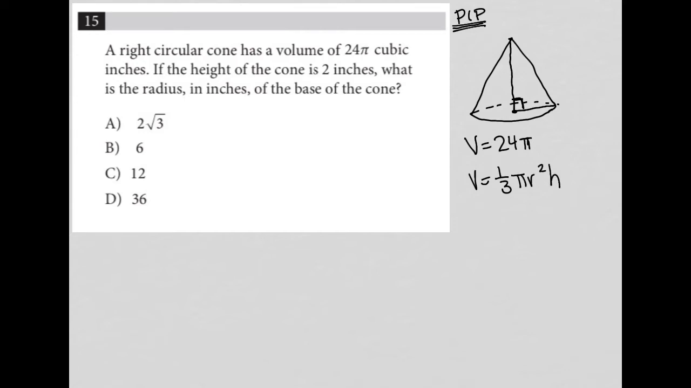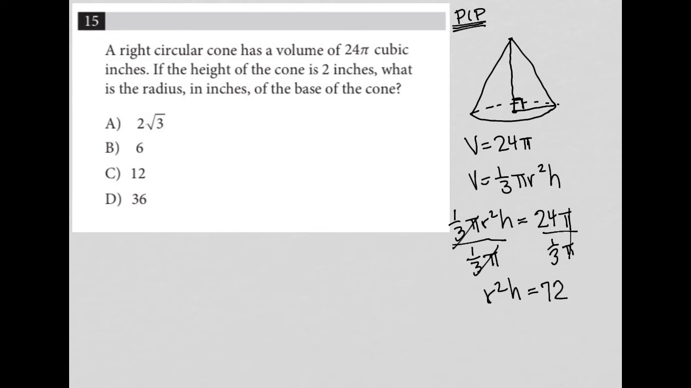So in essence, what the question is telling us is that this 1/3 pi r squared h is equal to 24 pi. Now I can divide both sides by 1/3 pi. So this is gone, this is gone. The pi's will cross out, and then 24 divided by 1/3 is the same as 24 times 3, which is equal to 72. So I'd have r squared h equals 72 right here.